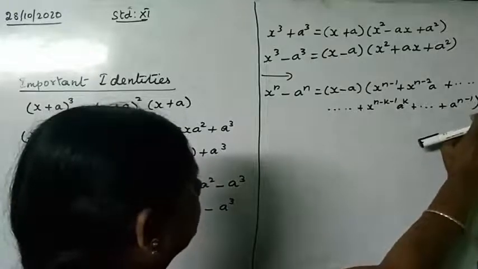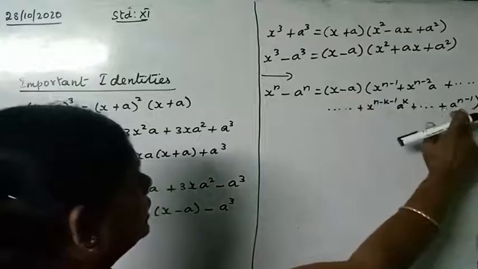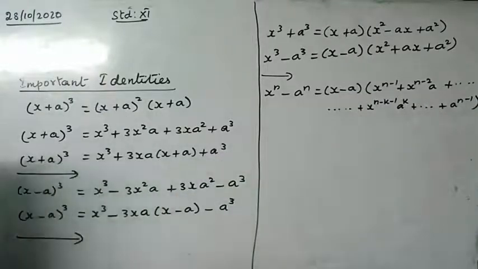A power n வரைக்கும் எழுதக்கூடாது. ஏன்னா பவர் nல இருந்து ஒரு a வெளியே எடுத்துட்டோம். ஸோ அதுக்கு முன்னாடி உள்ள நம்பர் a பவர் n minus 1 வரைக்கும் தான் எழுதணும். So this is the identity.